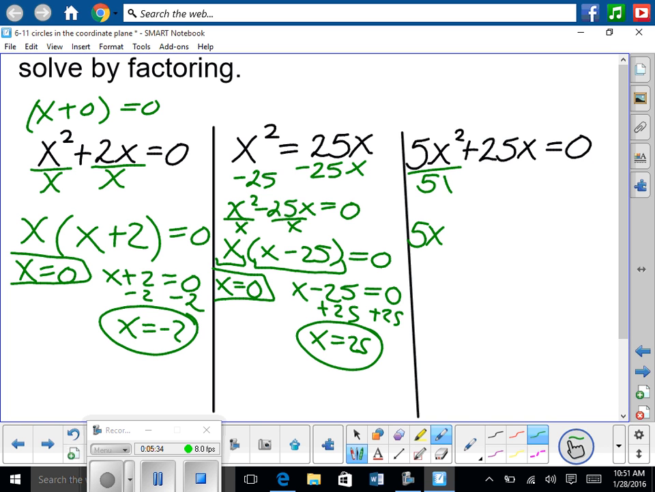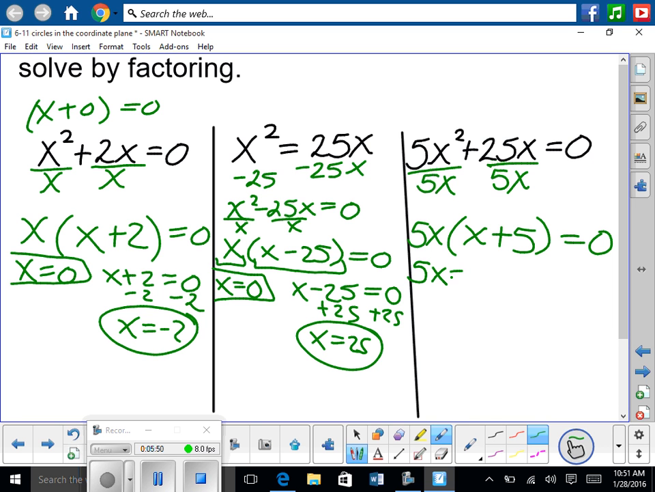So divide each term by what you factored out. So what's 5x squared divided by x? 5x, sorry. x. That's 25x divided by 5x. So plus 5. Now, aren't these linear factors? Yeah, so set each of them equal to 0.